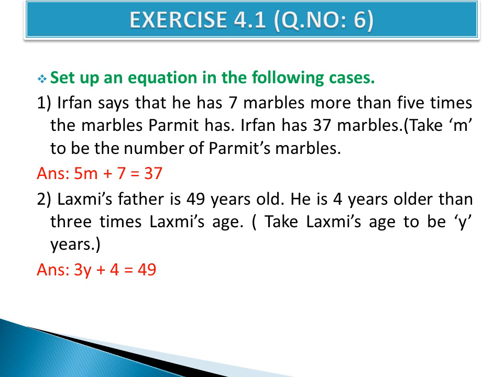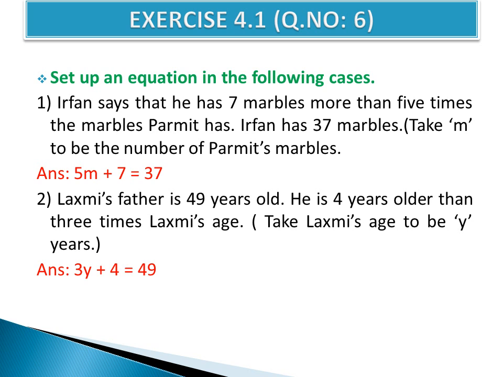Now second question, Lakshmi's father is 49 years old. He is 4 years older than 3 times Lakshmi's age. Let us take the age of Lakshmi as y. So 4 years older than 3 times Lakshmi's age. 3 times Lakshmi's age means 3y. 4 years older means plus 4.